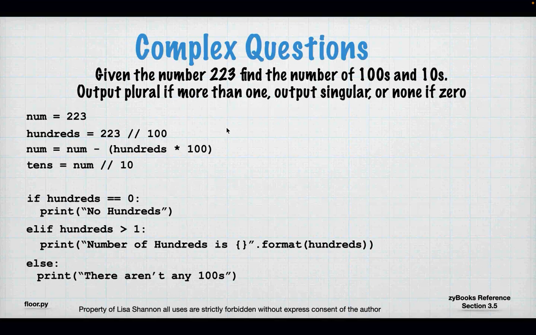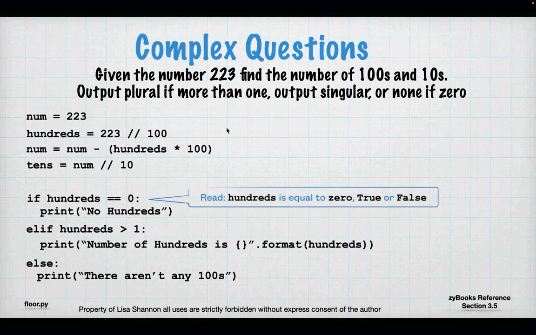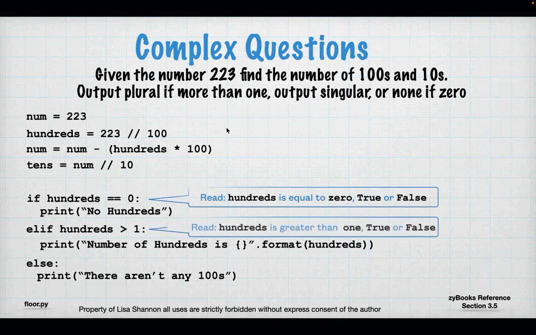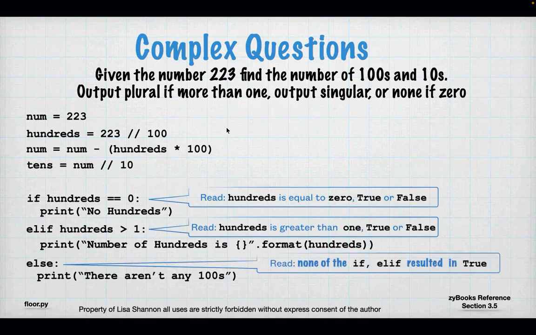So now I have my hundreds and my tens, and I can then go and print out what I want. If I don't have any hundreds, then I'll say no hundreds. If I have 100, I will say number of hundreds is, else there aren't any hundreds. That was stupid, I shouldn't have done it that way. Anyway, so hundreds is equal to 0, true or false. Hundreds is greater than 1, true or false. And this one should have been just 100 is 1.